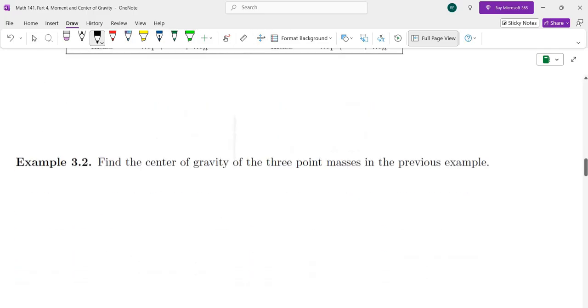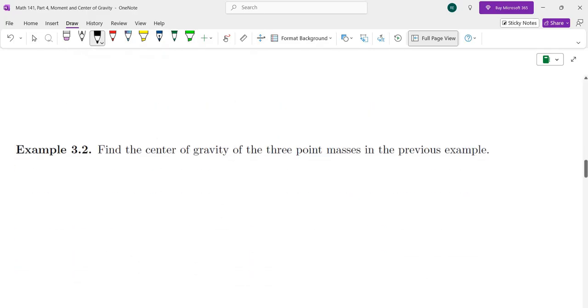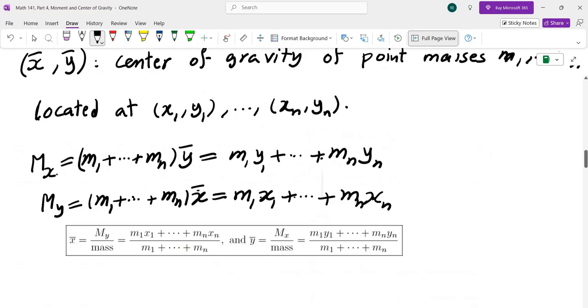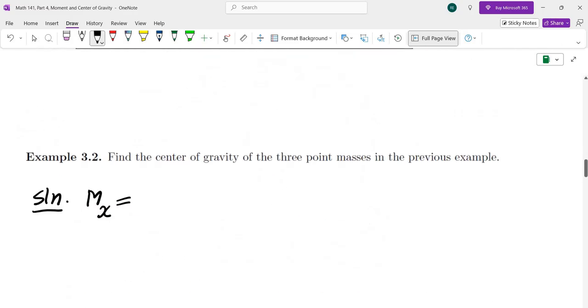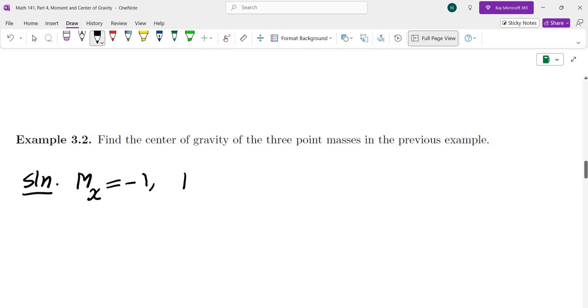Let's find out what the center of gravity is for the example that we just did. So find the center of gravity of the 3 point masses in the previous example. Just to recall, we found Mx. We go back and look at what Mx was. Mx is -1 and My is -13.